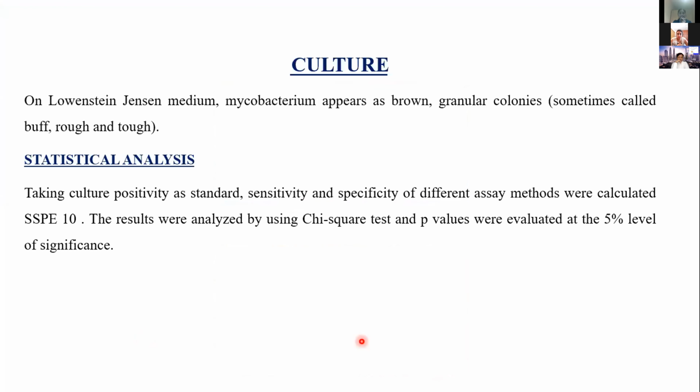Now, culture is considered the gold standard for the detection of mycobacterial bacilli. So taking culture positivity as the standard, the sensitivity and specificity of the different assay methods were calculated. The results were analyzed using the chi-square test, and p-values were evaluated at the 5% level of significance.